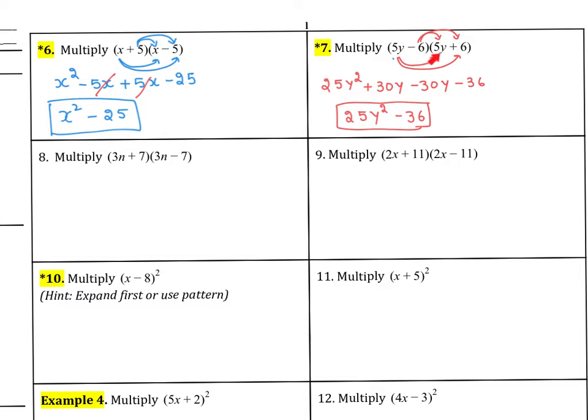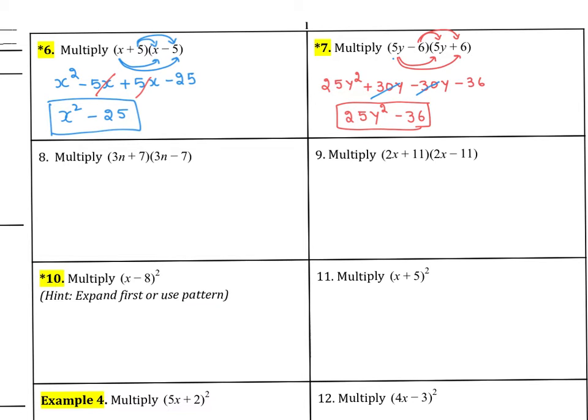For number 7, you're going to also use the FOIL method, and you're going to multiply 5y times 5y, that is going to be 25y squared. 5y times 6 is 30y. Negative 6 times 5y is negative 30y, and negative 6 times positive 6 is negative 36. The positive and negative terms, 30y and negative 30y, cancel, so your answer is going to be 25y squared minus 36.